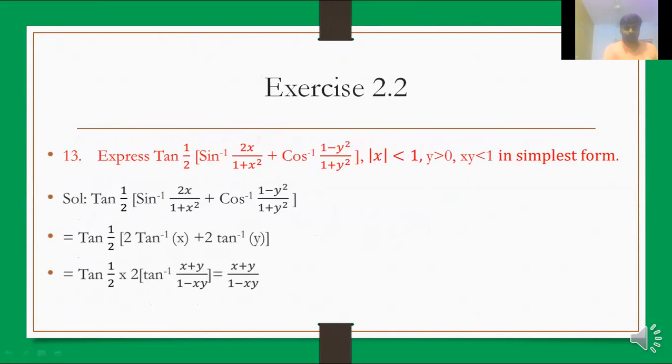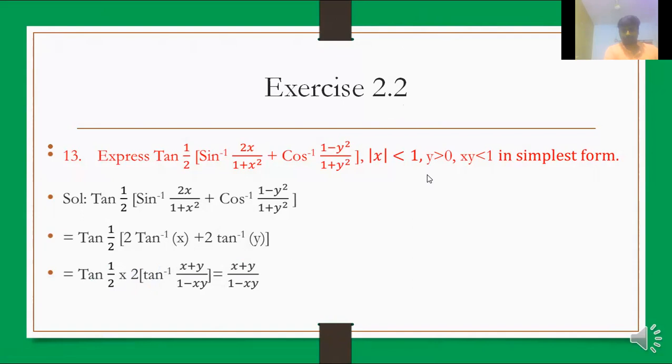Now here also, sin inverse of 2x by 1 plus x square, direct formula, 2 tan inverse x. Similarly, cos inverse of 1 minus y square by 1 plus y square, direct formula, 2 tan inverse y. So 2 is common, 2 cancels. Then tan inverse we can also cancel finally. This is the answer we'll get. It's very easy, just if you can recall the 2 tan inverse x formula for sine, for cos, for tan. Clear?